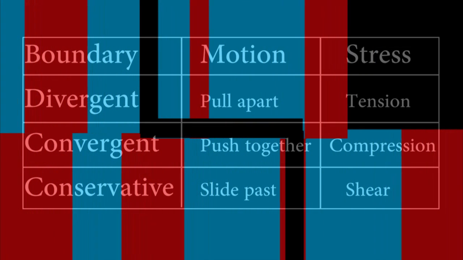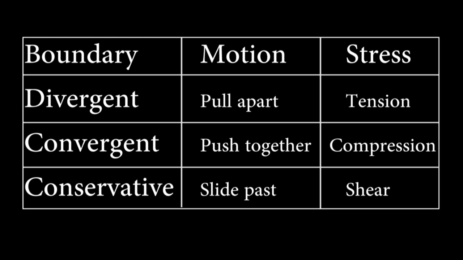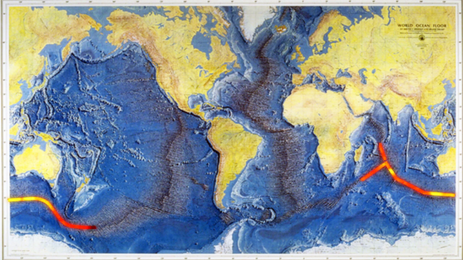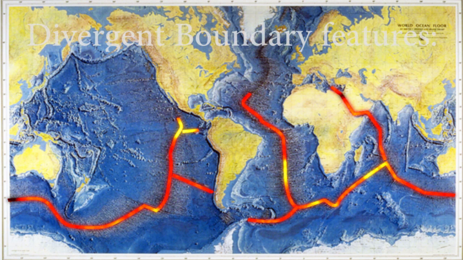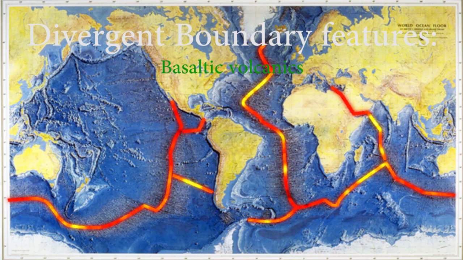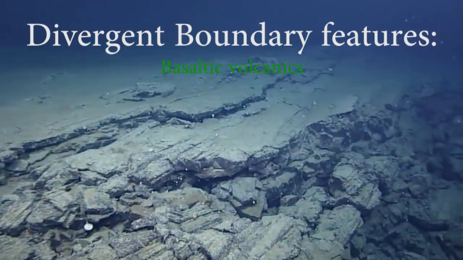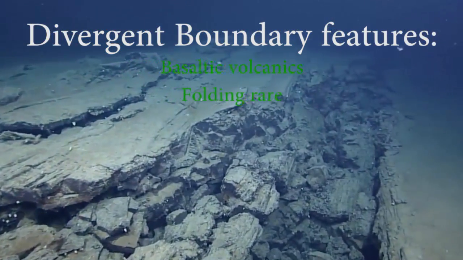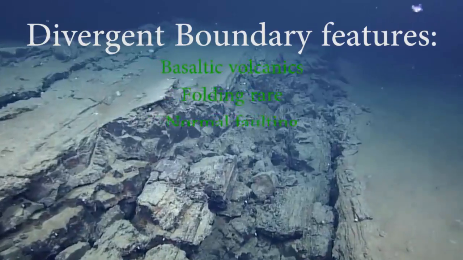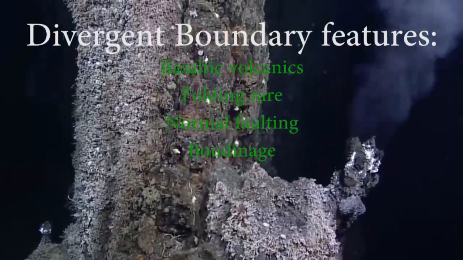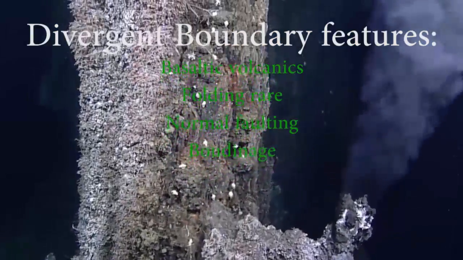Let's start with divergent boundaries, the places where plates pull apart. Every ocean ridge is a divergent boundary, pulling apart, but constantly being refilled by upwelling asthenospheric material leading to generally basaltic volcanic action. Folding is relatively absent, but features such as normal faults and boudinage, to be discussed at a later episode, are more common.